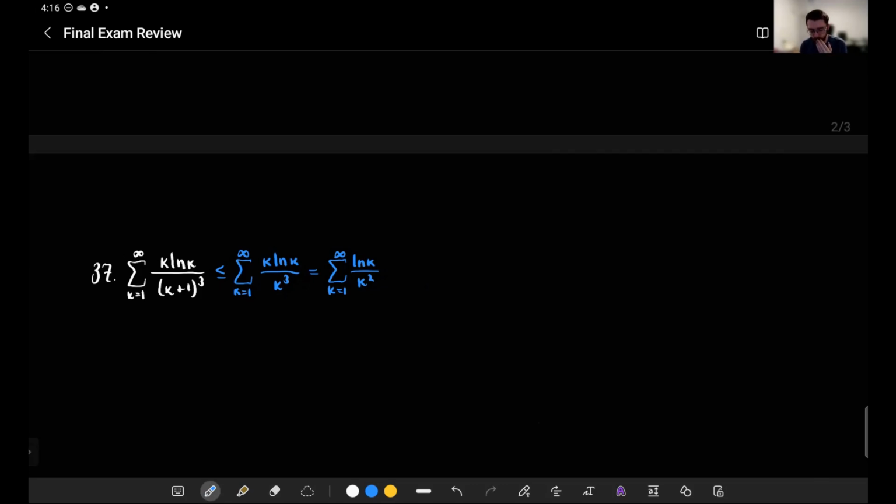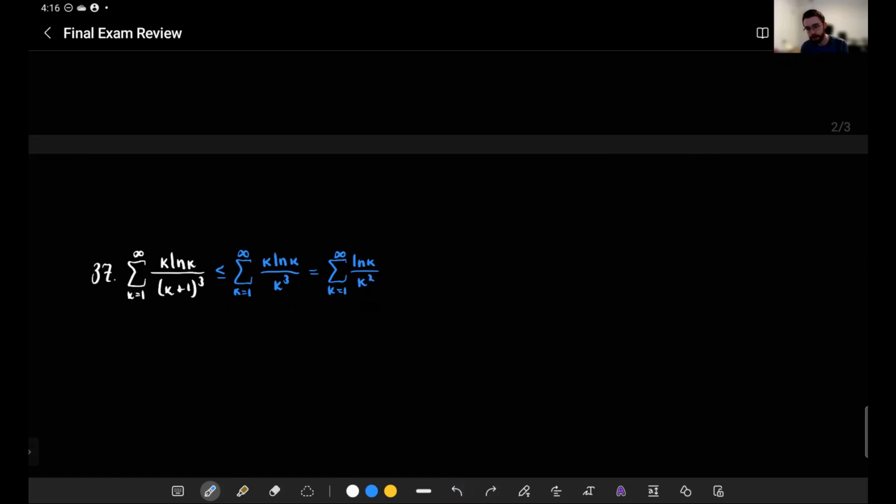So the question now becomes, does this converge or diverge? The intuition is it probably converges because there's a k squared on the bottom. So it's almost like a p series, not exactly, but this log k isn't going to fight strong enough to make the numerator win. And so, okay, how do I show something like this is convergent?